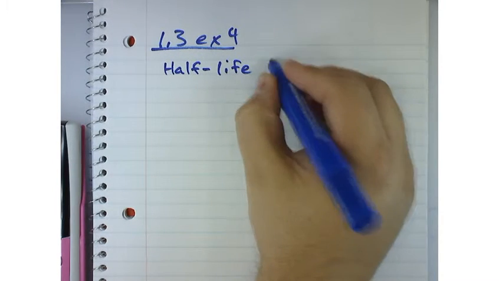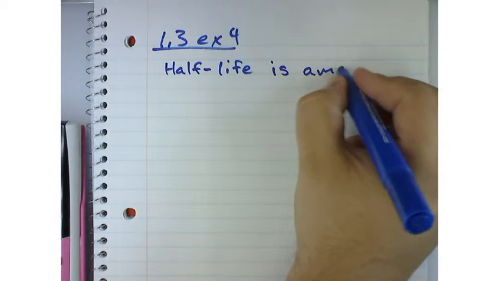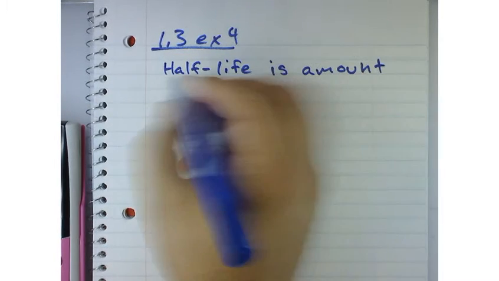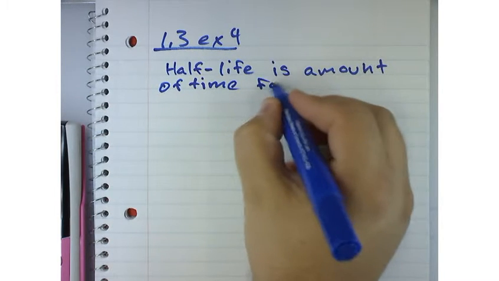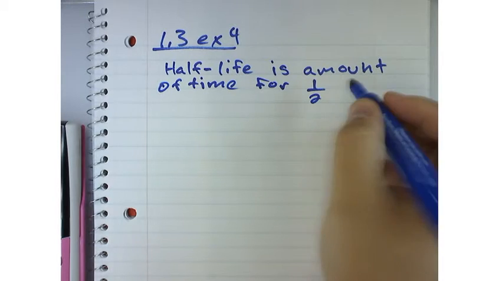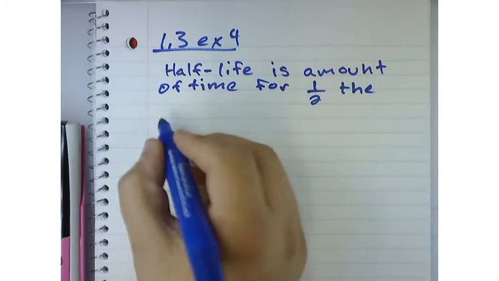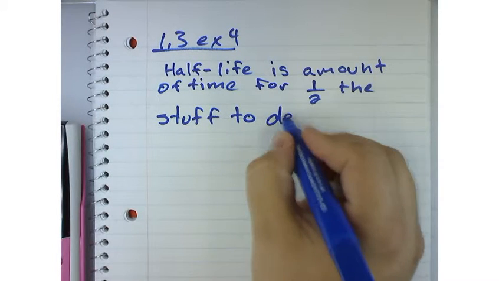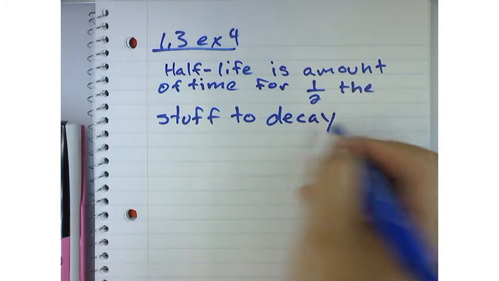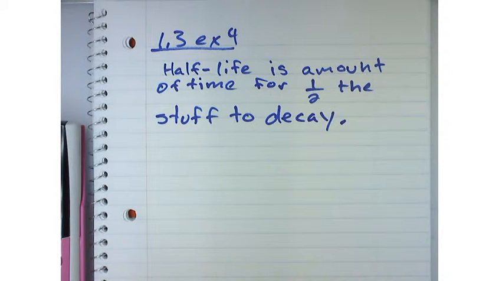it is the amount of time for, and I'm going to get real informal, for half the stuff to decay. Now that means go away. So what happens is that some radioactive materials just kick out part of their matter, and the half-life is how long it will take for there to be one half of the matter left over time.